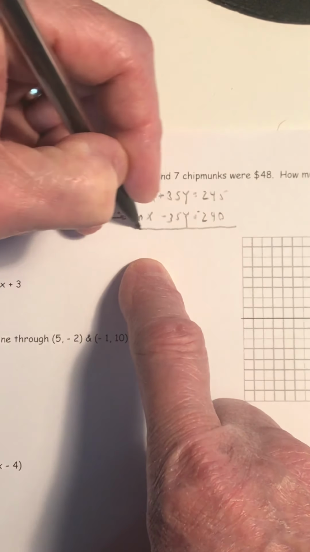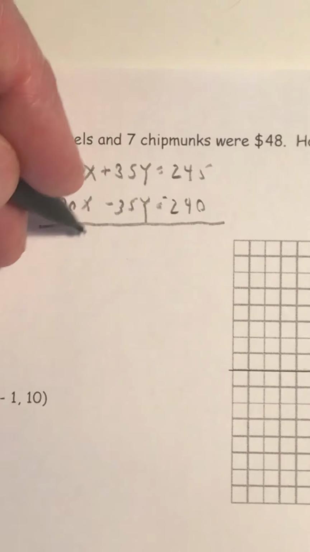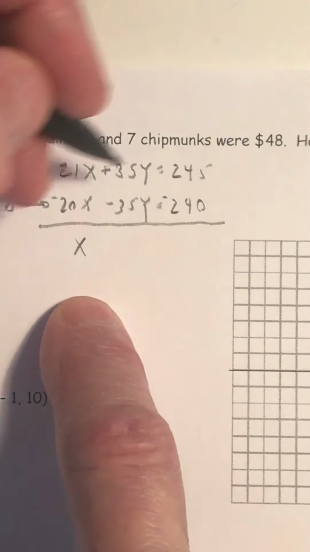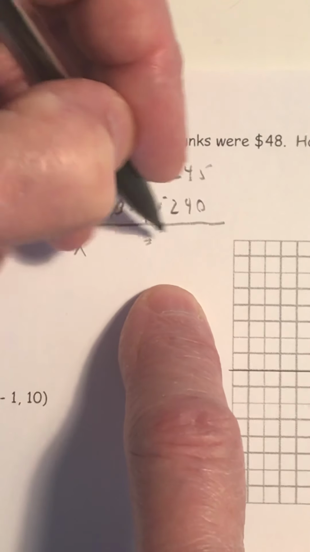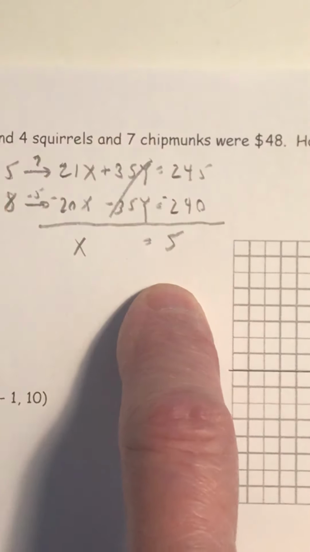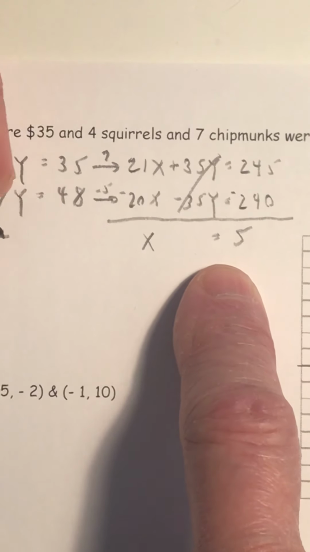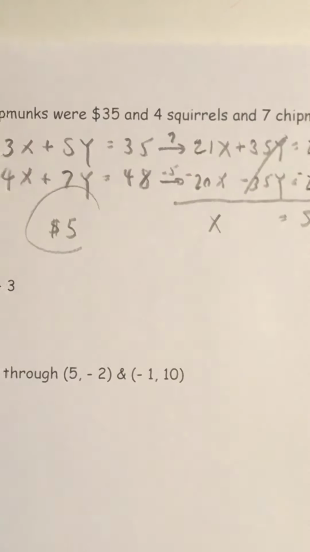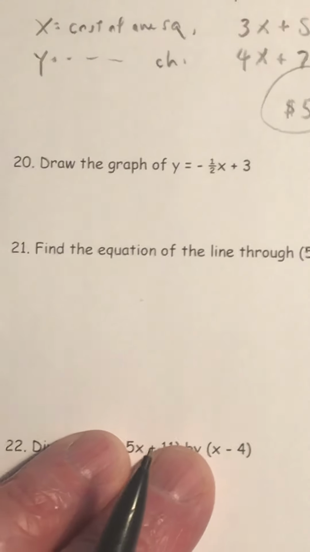And I think I'm done, because look what happens. 21 and negative 20 add up to 1, so there's 1x. 1x is the cost of 1 squirrel. That's what we need. The y's disappear. 245 and negative 240 gives me 5. So what does this mean? $5 for 1 squirrel. Or you can go to the park and catch one for free.